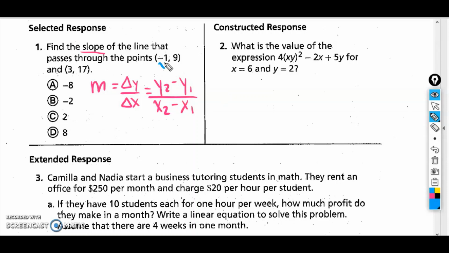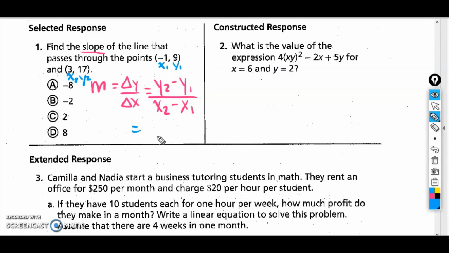-1, 9. Every coordinate is written in xy form. So I want to decide which I want to be my first point and which one I want to be my second point. Well, I'm just going to do it in order. So this is my first point. My ones always go together. And this is my second point. So now I just plug these values into this equation.